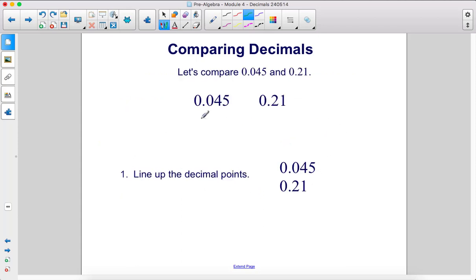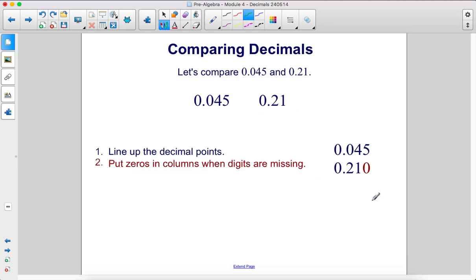Let's compare 0.045 and 0.21. First, we line up the decimal points. Then we put zeros in columns that are missing digits. So we have 3 digits to the right of the decimal here and only 2 in this number. So we're going to go ahead and add a 0 right here so that there's the same number of digits in both numbers.